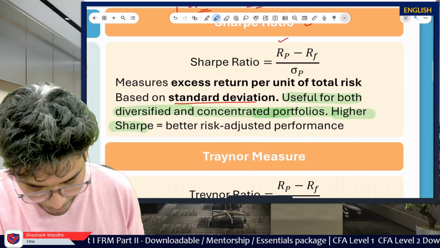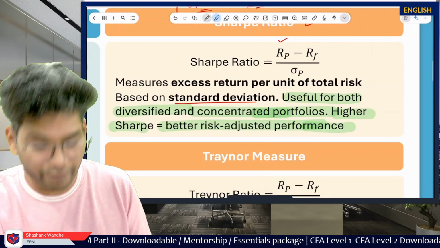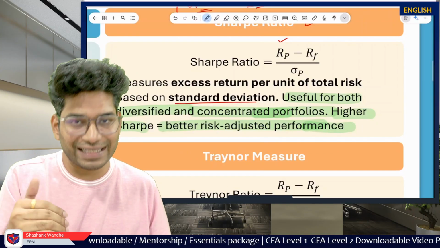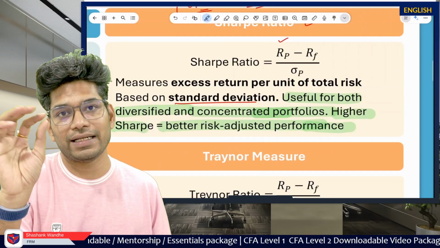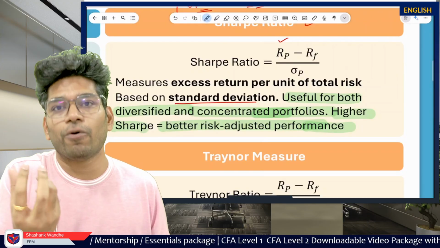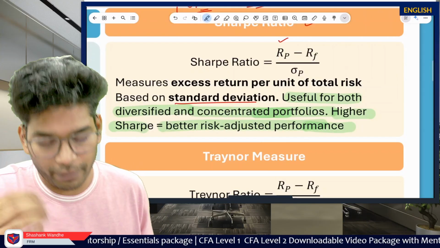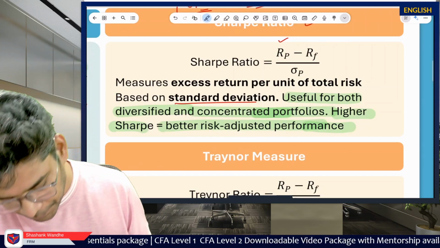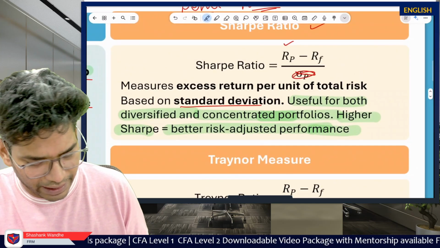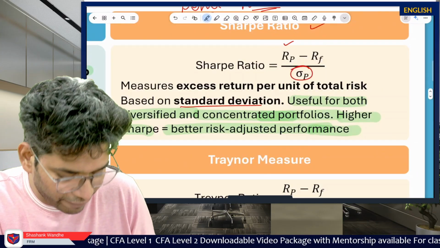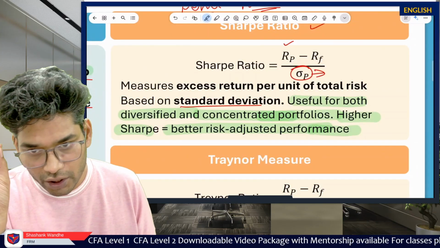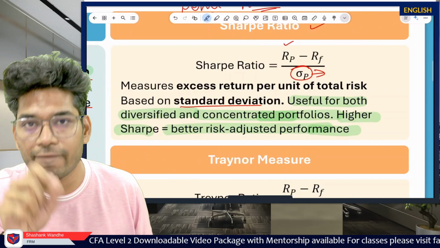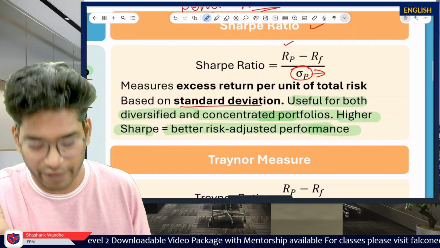Higher the Sharpe, better the risk adjusted performance. So if you are provided with a situation, let's say portfolios A, B and C, and portfolio A provides the highest Sharpe's ratio, then that portfolio is the most desirable portfolio because it offers more return per unit of risk. And remember, this is because you are using the standard deviation in the denominator. This is also suitable for individual securities, undiversified portfolios, and also for the diversified portfolio.